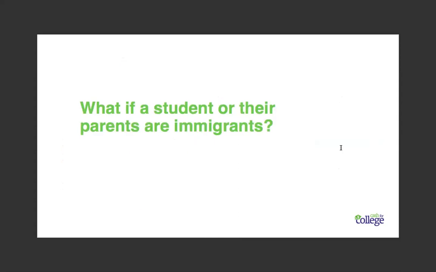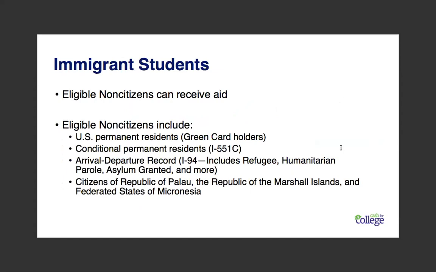So what if a student or their parents are immigrants? We're just going to go through who can receive aid. Eligible non-citizens actually can receive aid. And this is a list: U.S. permanent residents who are green card holders, conditional permanent residents, and those with an arrival-departure record. That includes refugees, humanitarian parole, asylum granted, citizens of the Republic of Palau, the Republic of the Marshall Islands, and the Federated States of Micronesia.